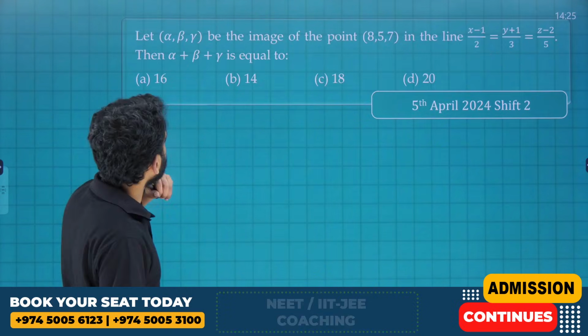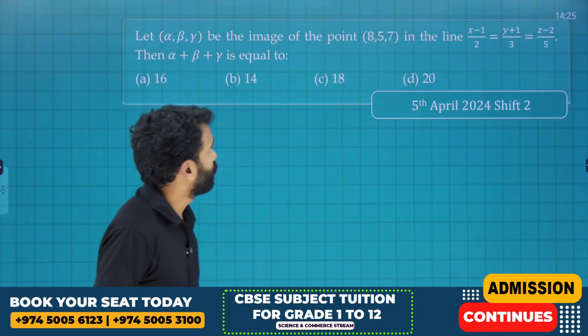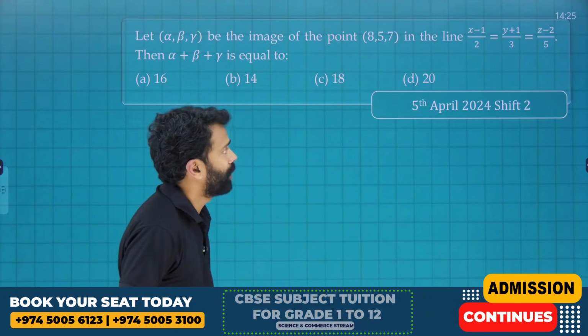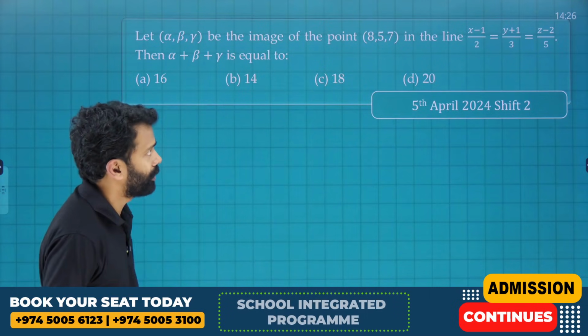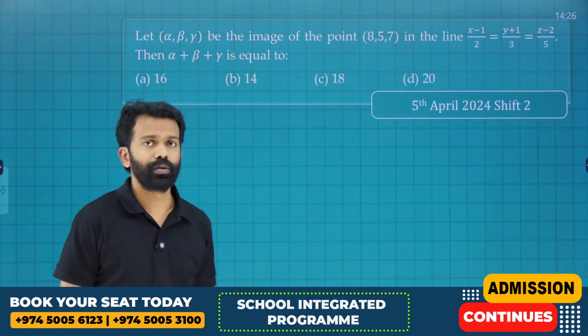Next one. Okay, the image question. Let alpha, beta, gamma be the image of the point 8, 5, 7 in the line (x minus 1) by 2 is equal to (y plus 1) by 3 is equal to (z minus 2) by 5. Then alpha plus beta plus gamma is equal to.